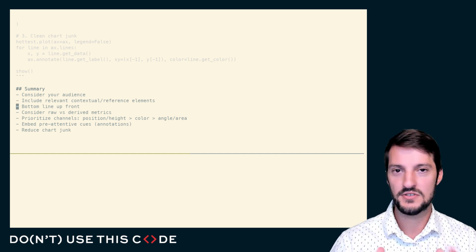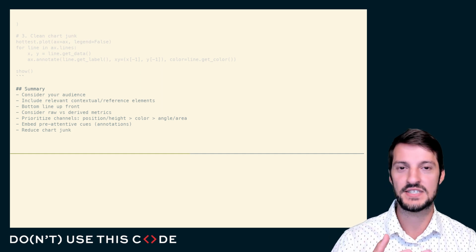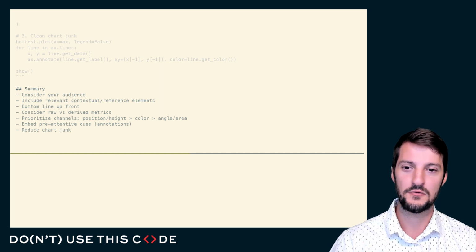Bottom line up front, set your title. It should be your argument, not just an observation of Y versus X. That's the worst title you can use, temperature over time. Nobody wants to see that. I can look at the Y and X axis and conclude that on my own. Tell me what I should be looking for.